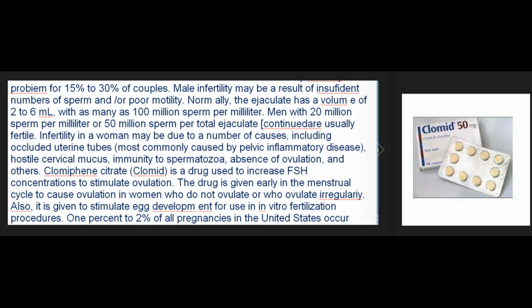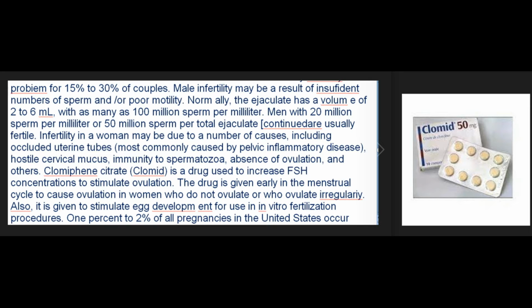Normally, the ejaculate has a volume of 2 to 6 ml, with as many as 100 million sperm per milliliter. Men with 20 million sperm per milliliter or 50 million sperm per total ejaculate are usually fertile. Infertility in a woman may be due to a number of causes, including occluded uterine tubes, most commonly caused by pelvic inflammatory disease, hostile cervical mucus, immunity to spermatozoa, absence of ovulation, and others.